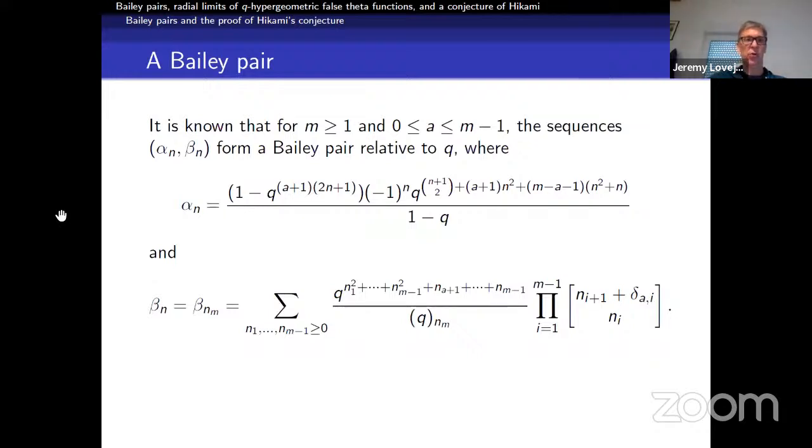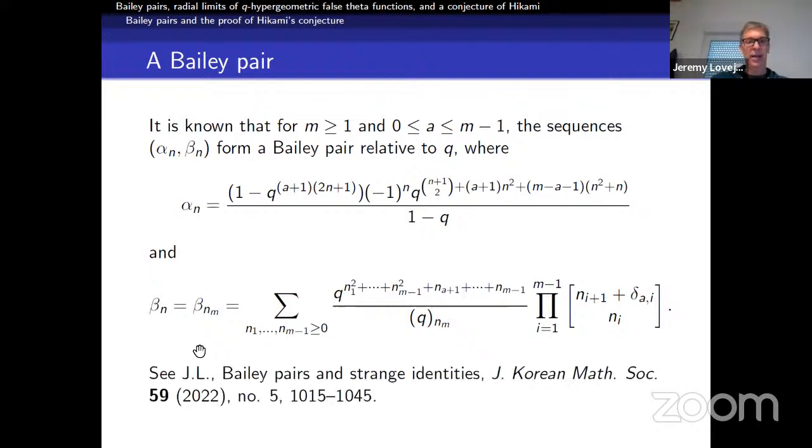Okay, and here's this first stroke of good fortune, which is that there are some Bailey pairs known which look a lot like the series that Hikami was looking at. In particular, they have this product from i equals 1 to m minus 1, or m minus 2 if we just shift m, of these q-binomial coefficients where one just has a plus 1. So for m bigger than or equal to 1 and 0 less than or equal to a less than m minus 1, the sequences alpha n, beta n form a Bailey pair relative to q. So alpha n is all this, and beta n is this. And actually, I worked this out in a paper of mine. So I got lucky there that I had already seen these when I saw Hikami's conjecture. I had already seen Bailey pairs that kind of looked like the series he was looking at.